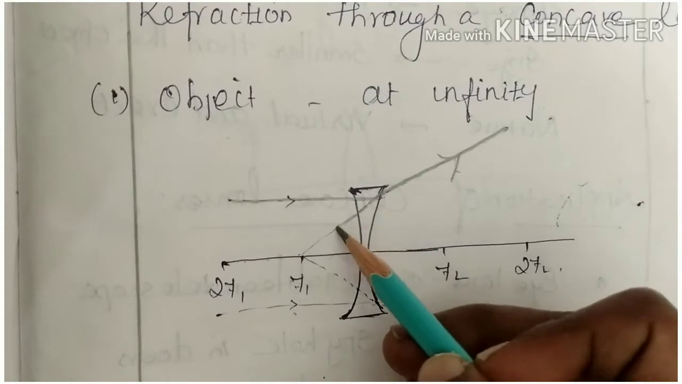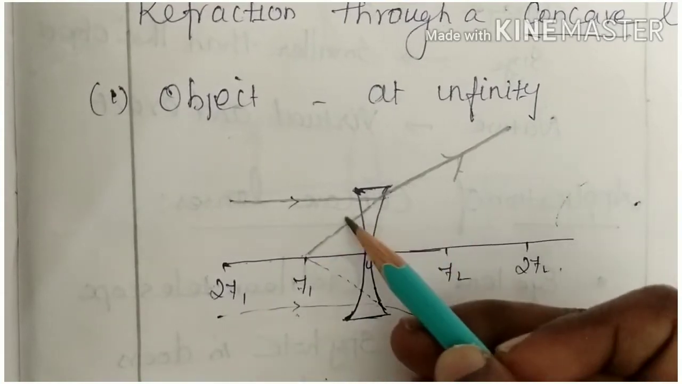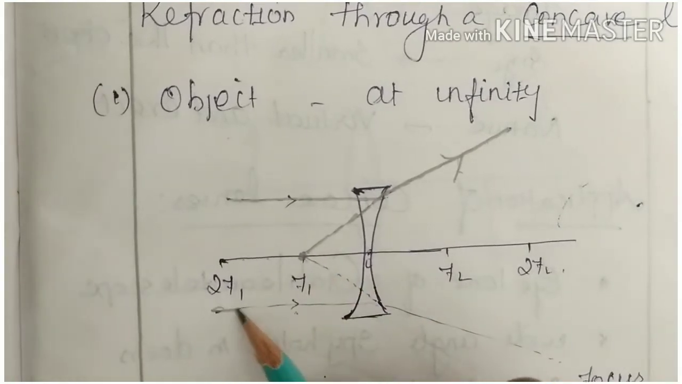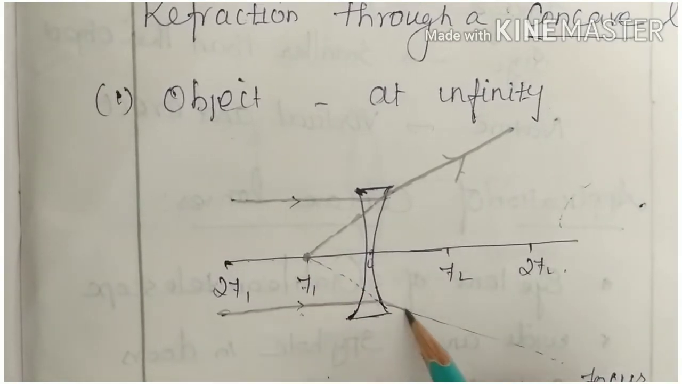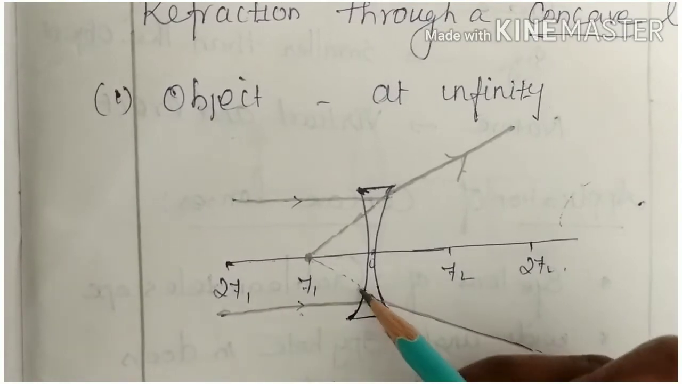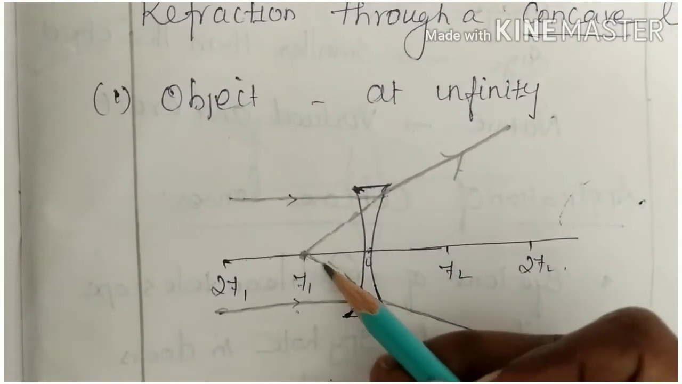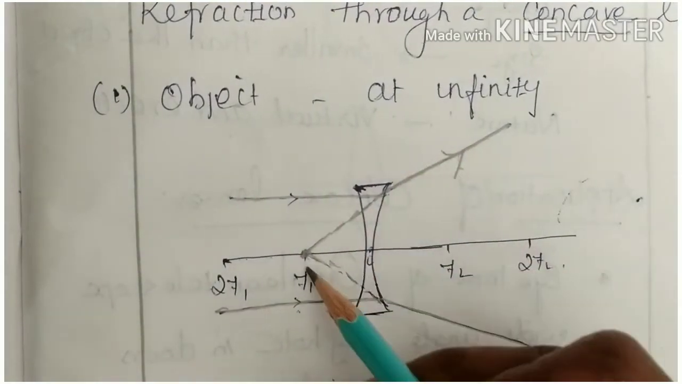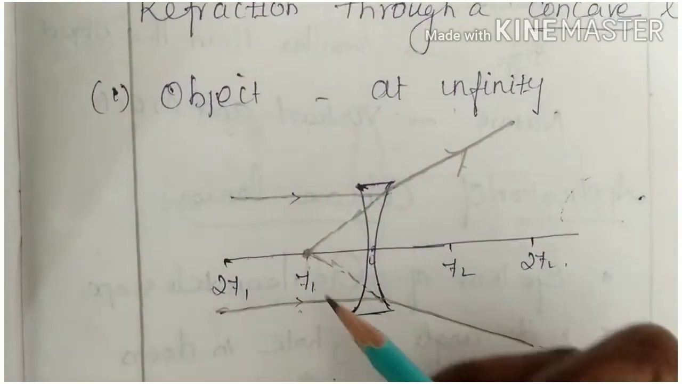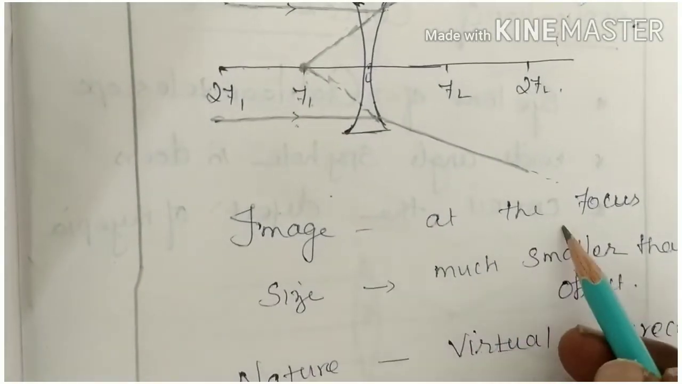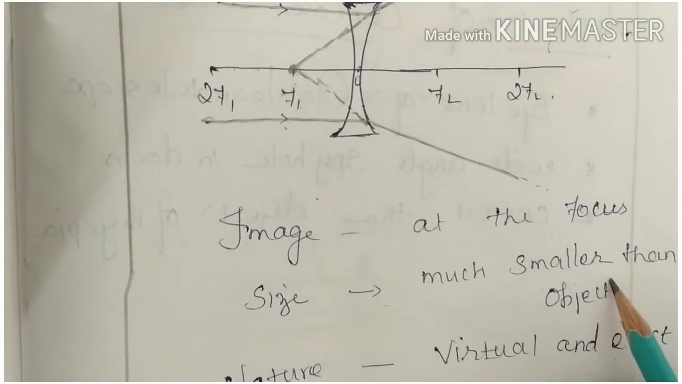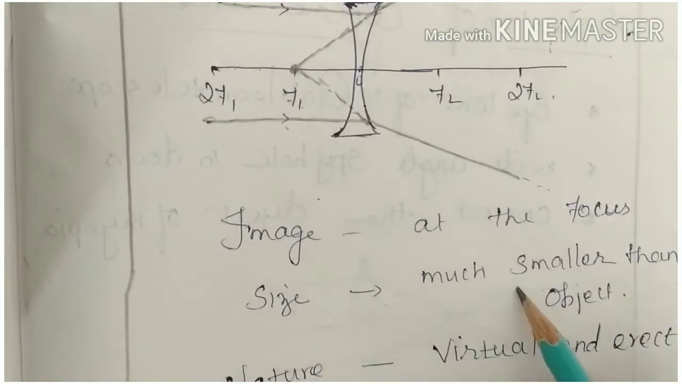After refraction, the rays will diverge. The parallel beam of light after refraction will diverge, and traced back, it will meet here at the focus. Here the image is formed. Object at infinity means the image is formed at the focus. And what about the size? It is much smaller than the object. Compared with the object size, it is very, very small.